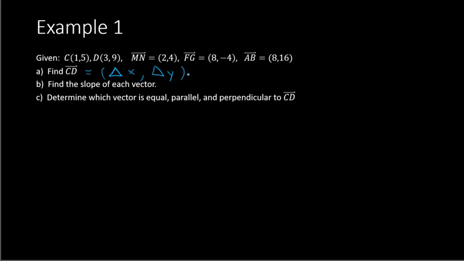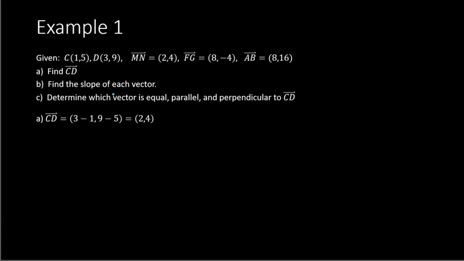The change in x, we can find by looking at the two points. We have x1, y1, and x2, y2. So the change in x would be x2 minus x1. That'd be 3 minus 1, which gives you 2. And the change in y would be y2 minus y1, so 9 minus 5, which gives you 4. So we have vector CD equals <2, 4>. So we have found part A of this problem.